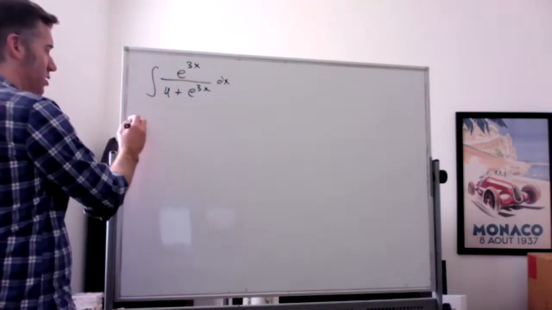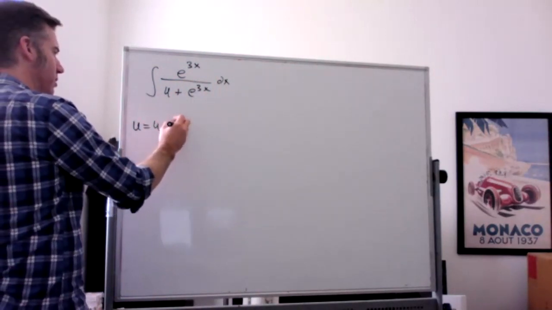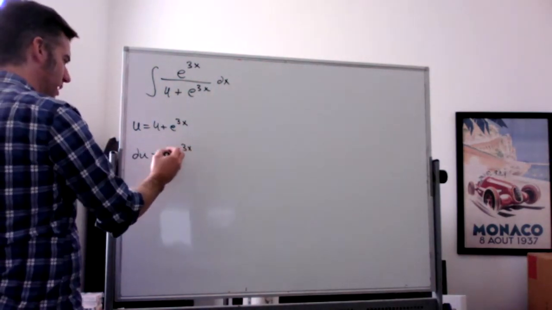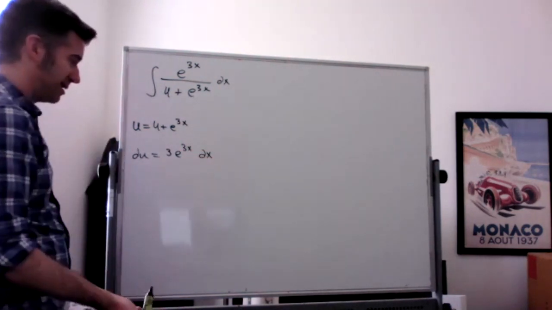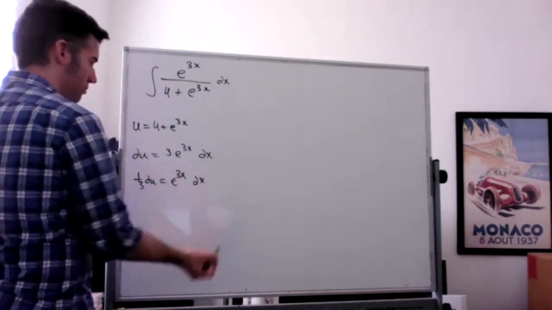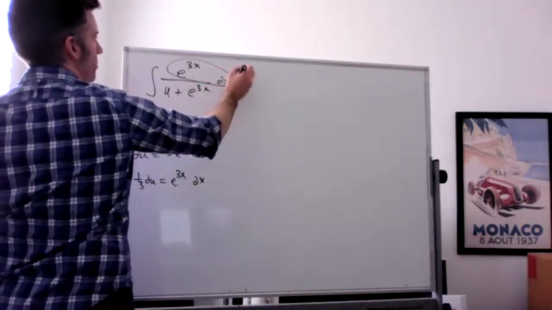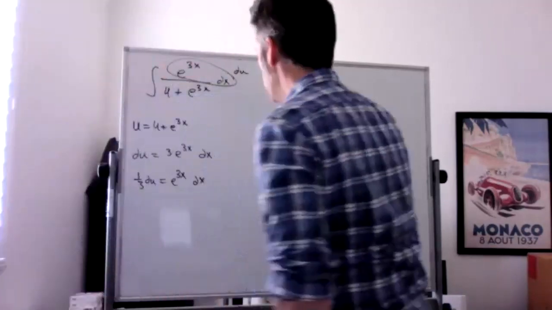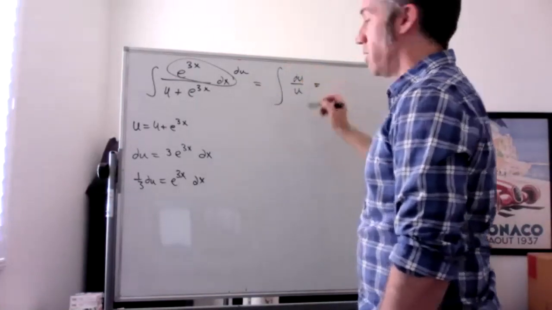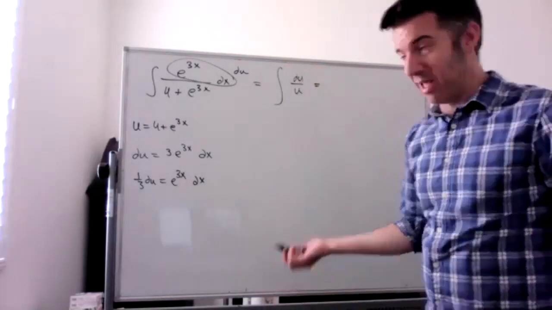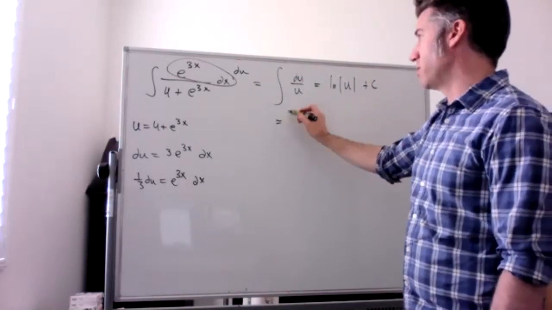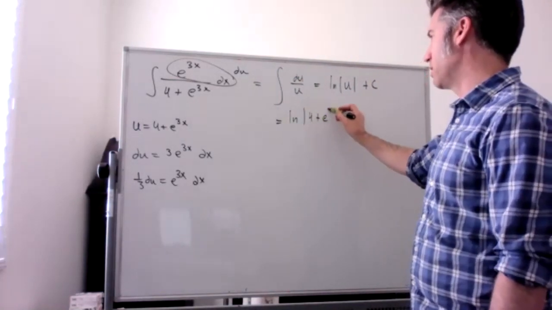So here I would try letting u equal 4 plus e to the 3x. And my du is going to be e to the 3x times 3 dx. So then 1/3 du is equal to e to the 3x dx. Great, I've got that. So I can rewrite this integral as the integral of du over u. The integral of du over u for the 10th time today is the natural log of the absolute value of u plus c. And then this is equal to the natural log of the absolute value of 4 plus e to the 3x.